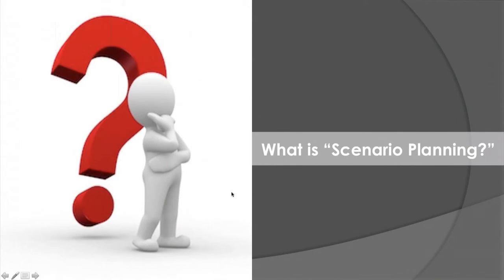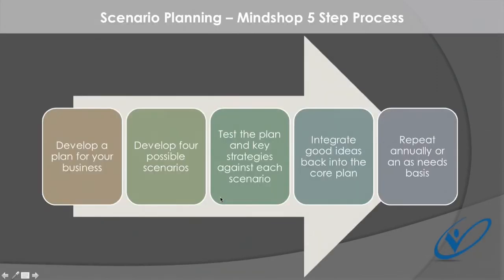Okay, so on page 2 of your workbook, you'll see this 5-step process. The first part is that you need to develop a plan for your business. Scenario planning is actually about testing your plan against different scenarios, so you need to have a simple plan for your business. In a coming webinar, we're going to sit down and work you through a process, probably a longer process than 30 minutes, to help you actually develop a simple plan for your business.